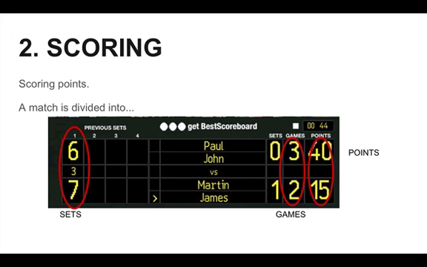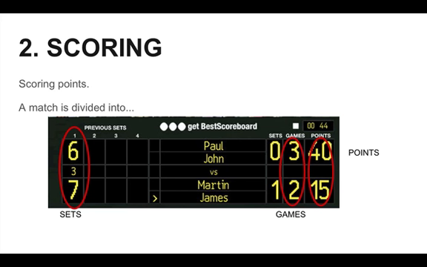Scoring. A tennis match is divided into games, sets, and match. Game. A game consists of a sequence of points played by the same player serving. A game is won by the first player to have won at least 4 points in total and at least 2 points more than the opponent.